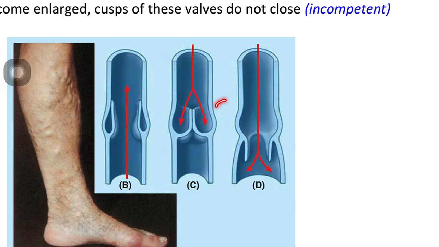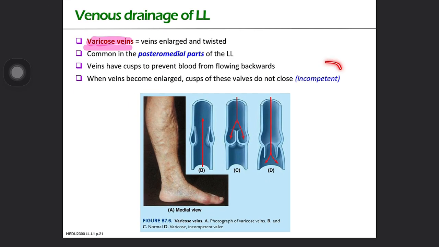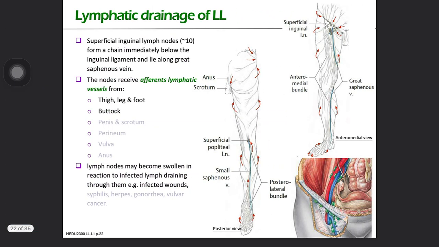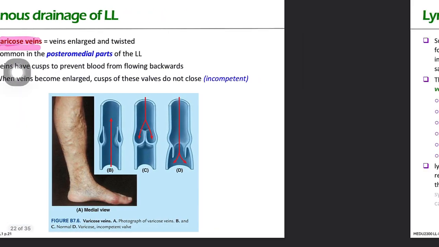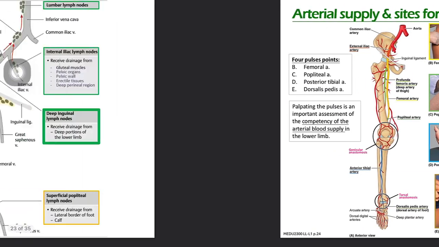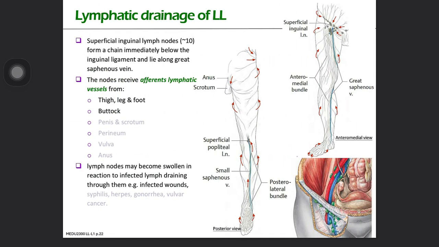So when your muscle relaxes, the valve can withhold the blood. But if the valve here has some problems and cannot close properly, we call it incompetent. Okay. So the lymphatic drainage is also a big topic for you to go through. Yes, okay. So the lymphatic drainage.